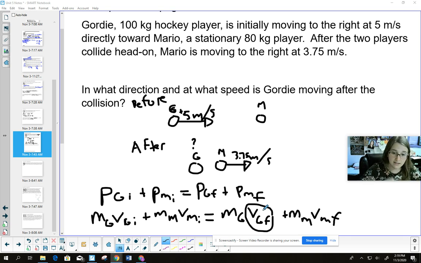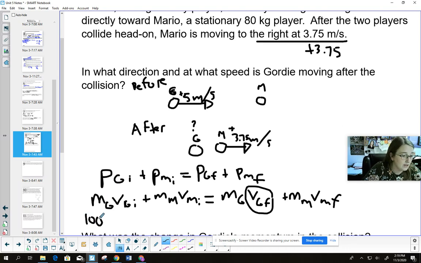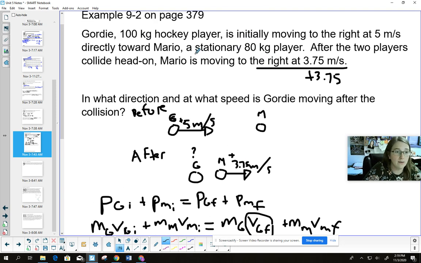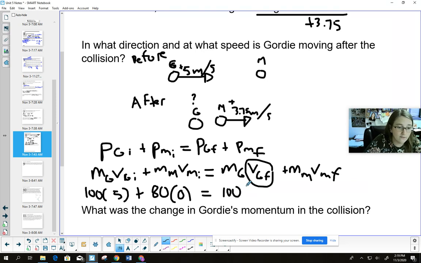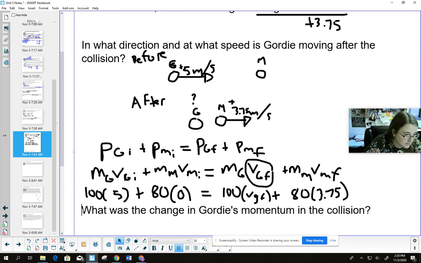If it ends up being positive, that means he's traveling to the right, because we said the right direction is positive. If we do the math and he ends up negative, he's moving to the left. So go ahead, plug our information in, and see if you can solve for Gordy's final speed. Okay, so the mass is 100 kilograms for Gordy. His initial speed was 5 meters per second. Plus Mario's mass was 80, but his initial speed was 0. He was not moving, a stationary 80 kilogram player, so we're going to ignore that. The mass of Gordy is 100 times his final speed, plus the mass of Mario, 80, and they tell us his final speed was a positive 3.75 because he's going to the right.